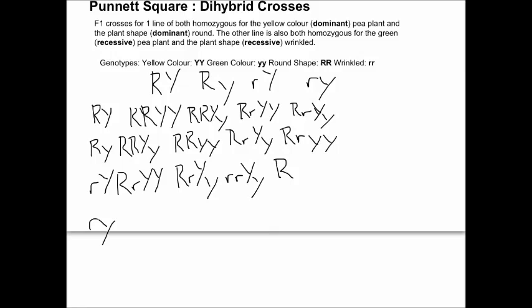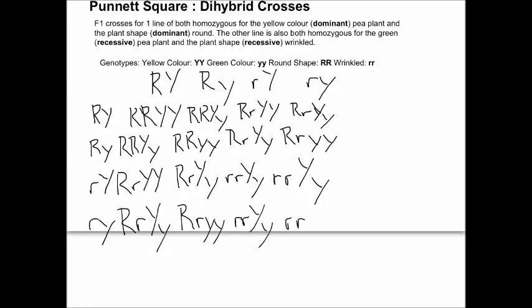Now let's go to a different cross where the two lowercase r's represent the wrinkled shape, and the big capital Y and the lowercase y means it's going to be a yellow color. And in the next cross, you still have two lowercase r's, and the same thing, it's going to be a yellow color. So by the end of this cross, you're going to want to end up with 9 round yellow, 3 round green, 3 wrinkled yellow, and 1 wrinkled green.